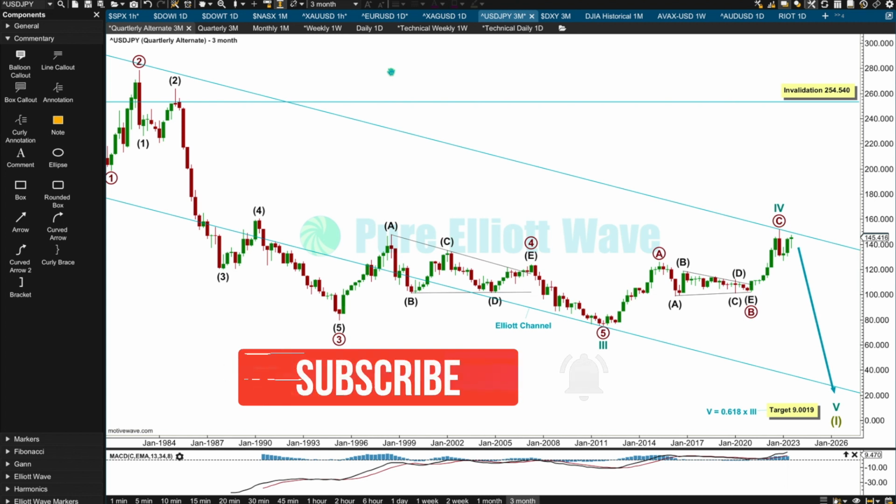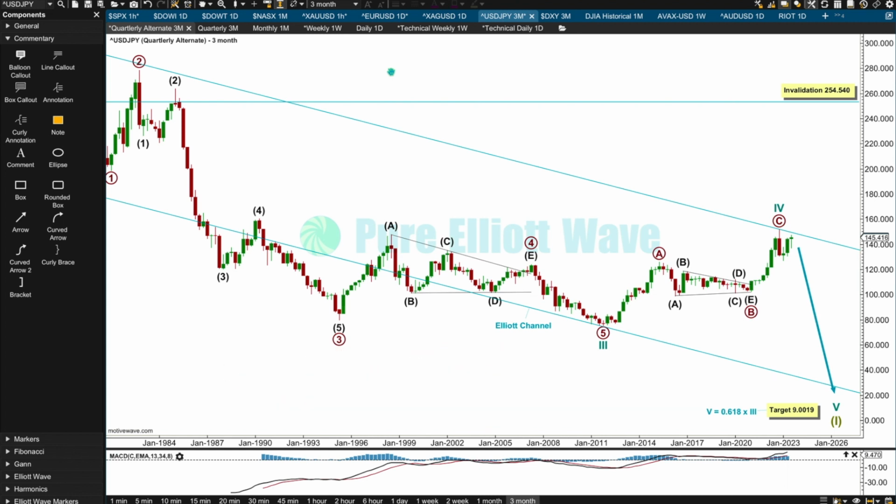The quarterly chart for dollar yen is bearish. This is the alternate. It expects that a supercycle degree first wave is incomplete with cycle 3 and 4 over here, now moving down in the early stages of cycle 5. A target of 9.0019 would be where cycle 5 reaches 0.618 the length of cycle 3.